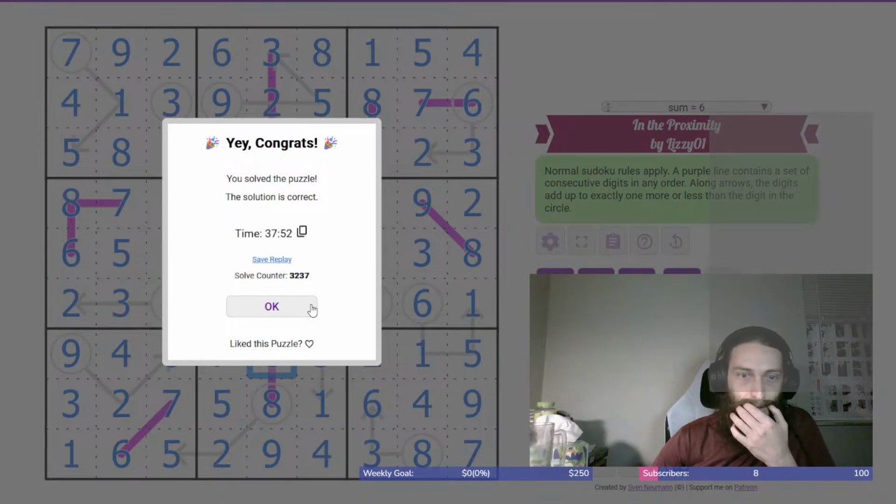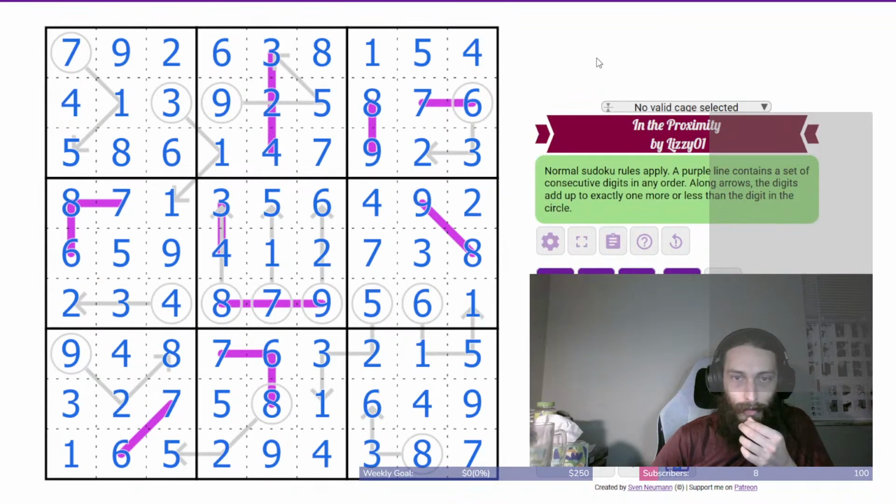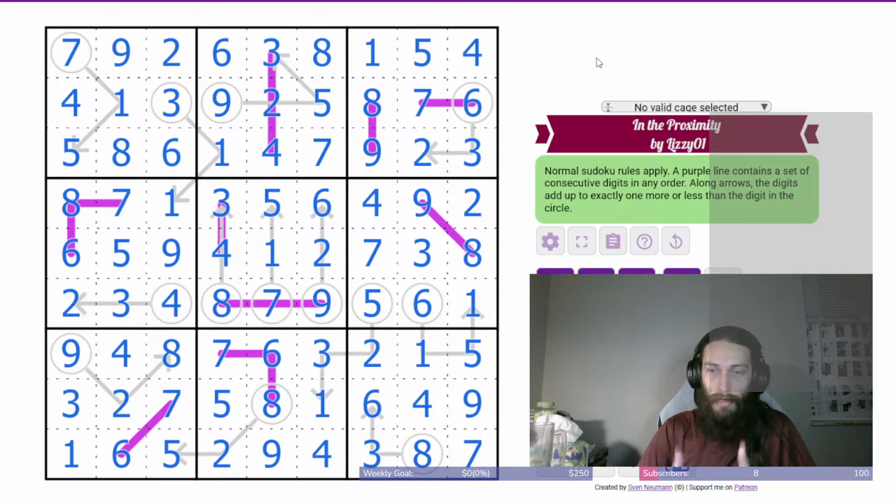Hey, that wasn't too bad. That was a good puzzle. I liked that one. It was hard to think about, but it wasn't too difficult, I don't think. Just had to think a little harder than just the straight arrows.